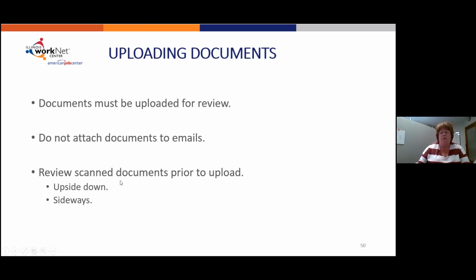If you could, when you're scanning documents to upload, please review them before you upload them and make sure that they're not upside down or sitting sideways. It's hard to review a file that's sideways or upside down on the system. We'd appreciate that. And if you can fix them, that would be great.